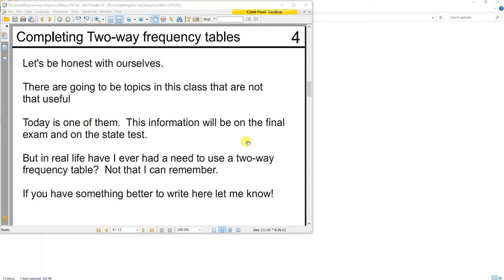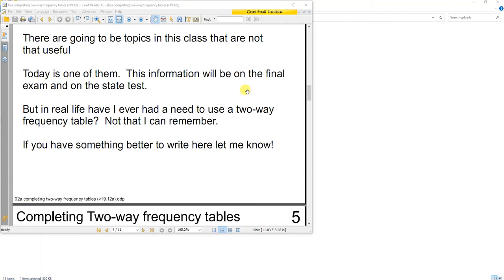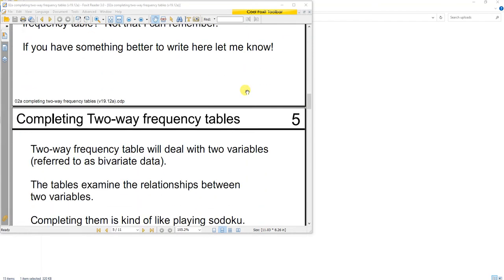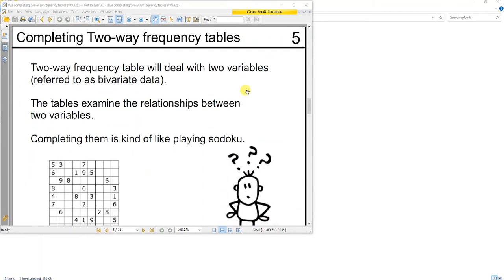Sometimes we just got to learn the stuff because people expect us to learn it. There probably is a good use for this, I just haven't used it. Although it's still kind of a fun mental game to play.